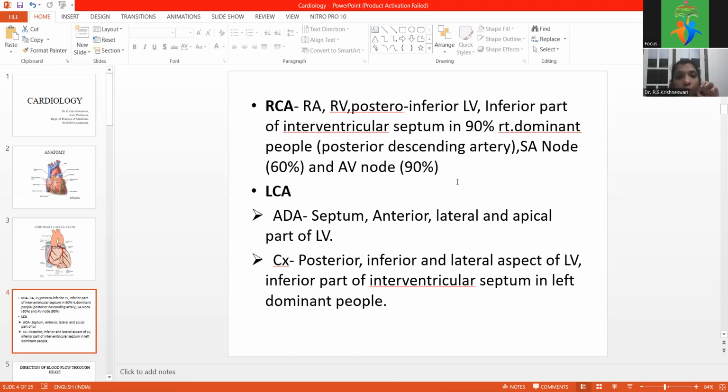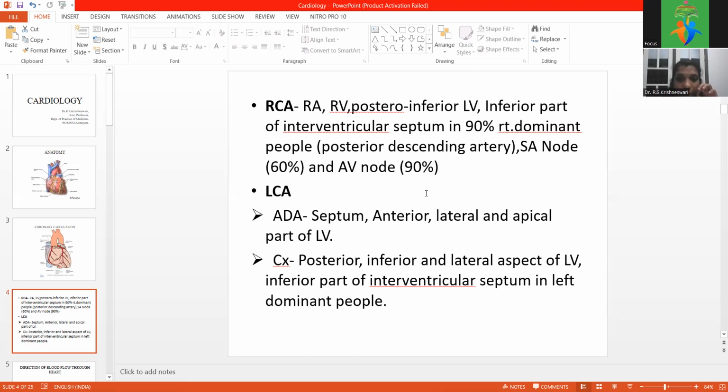Then a very important thing: this right coronary artery supplies the SA node in 60% of people and the AV node in 90% of people. So the SA node and AV node are very important. These are frequently asked questions. SA node in 60% and AV node in 90% are supplied by the right coronary artery.